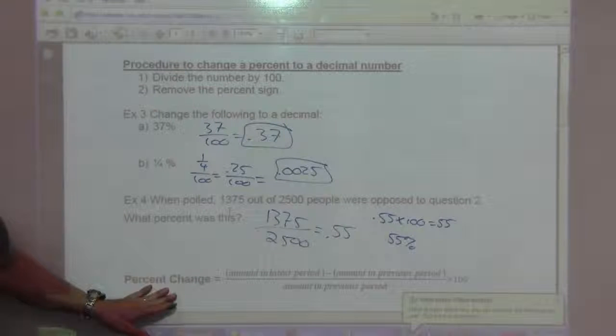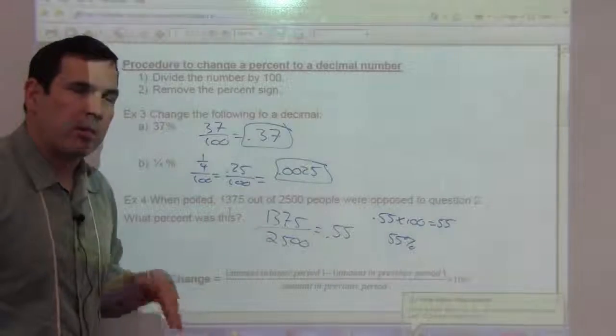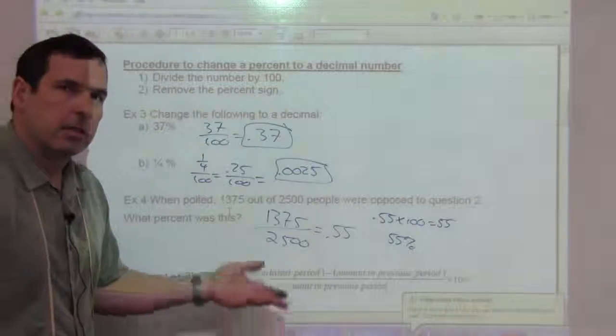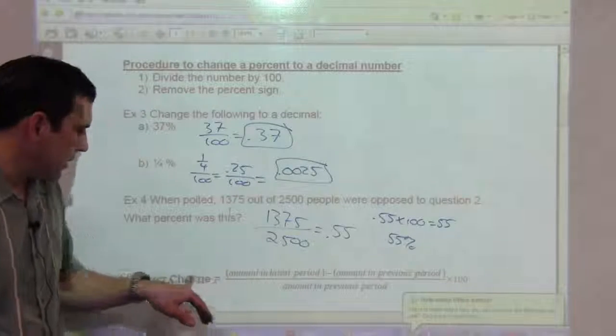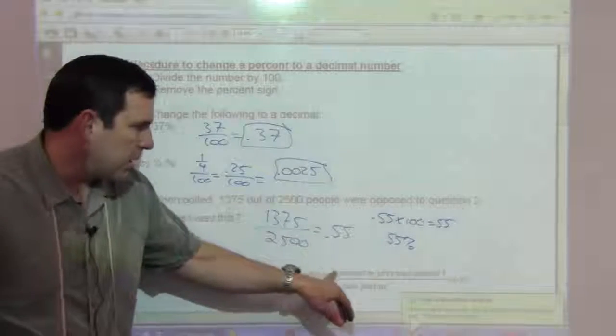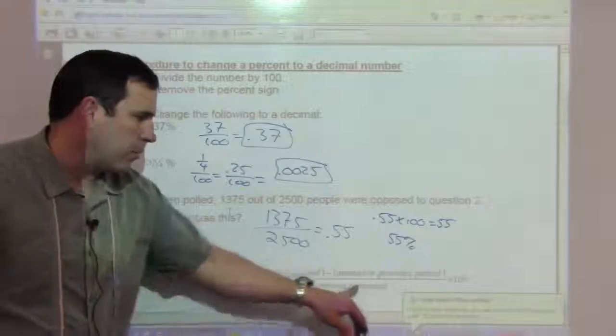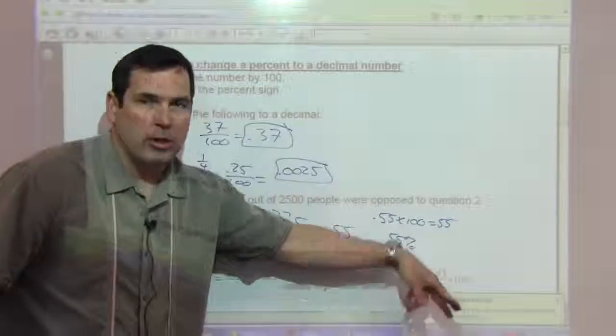Now, percent change. We're talking about how something changes. People get this wrong all the time. It's really frustrating being a math teacher, going places and reading things in the paper and talking to people, and they get this wrong. It says percent change is the amount in the latest period minus the amount in the previous period over the amount in the previous period. So it's new minus old over old times 100, then you add the percent sign.